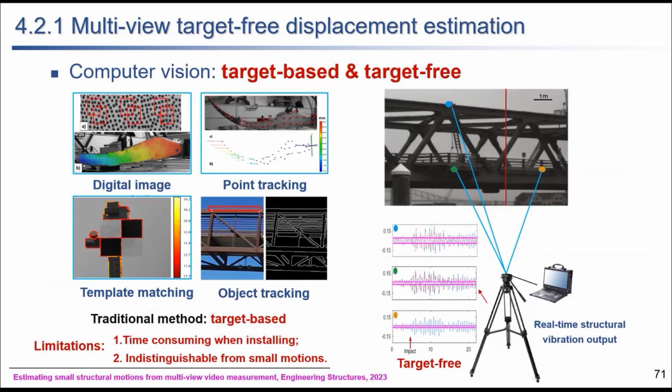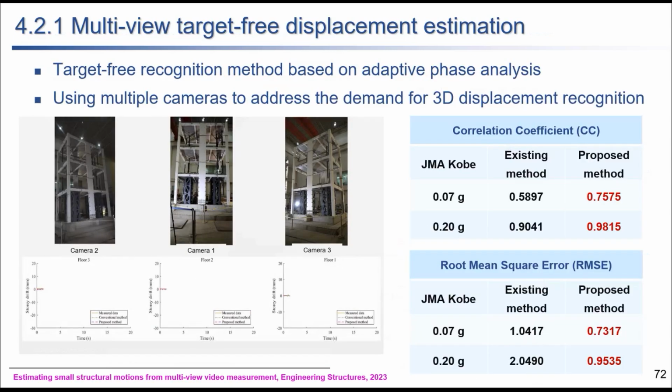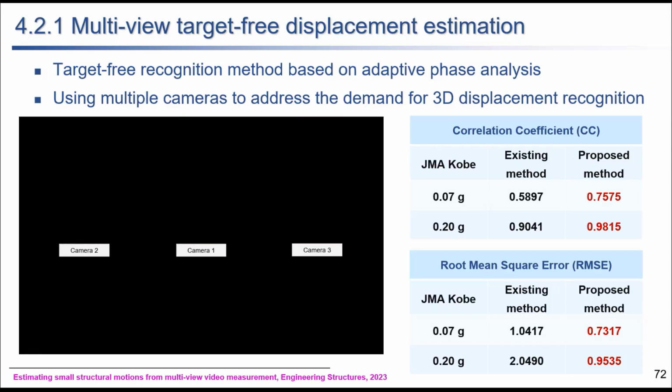Okay, so firstly, we propose that we can use a target-free method to identify the movement of the structure. So here is the example. Okay, move. Oh, it's moving. You can see that with different cameras, even if we don't have a mark on this building, we can identify the three-dimensional movement of this test specimen.